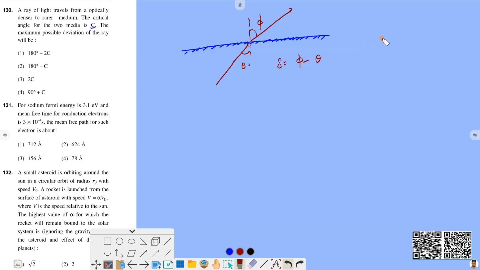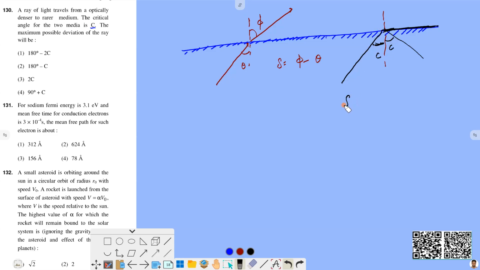Now in case of TIR, what will happen? If I extend this case to TIR, suppose this is the normal, and this is the incident light at critical angle C. At the limiting case the light will travel along the interface, but this happens rarely. Actually what will happen is that light will be reflected back internally, so light will take a path like this, and this, and it will obey the law of reflection, that if this angle is C, then this angle will also be C.